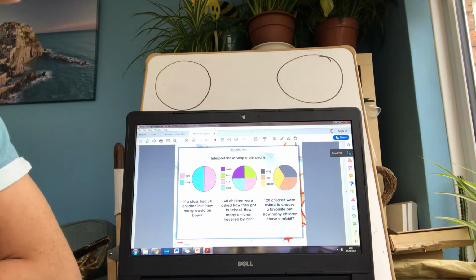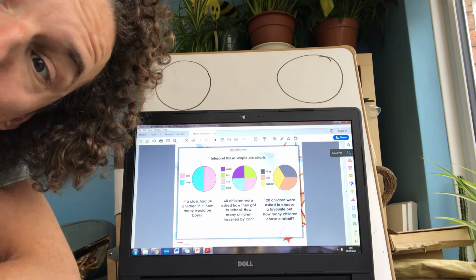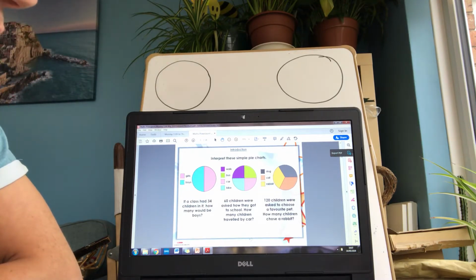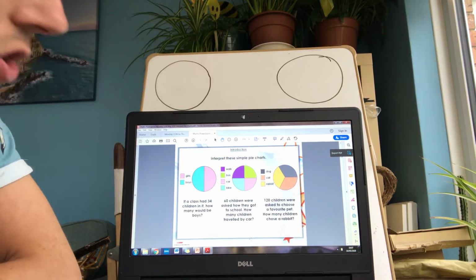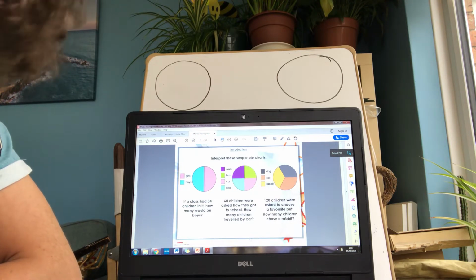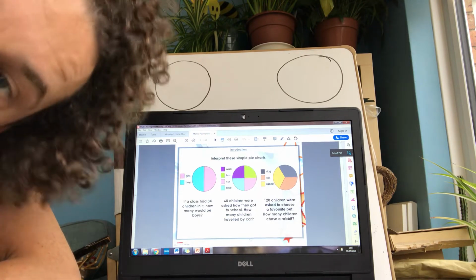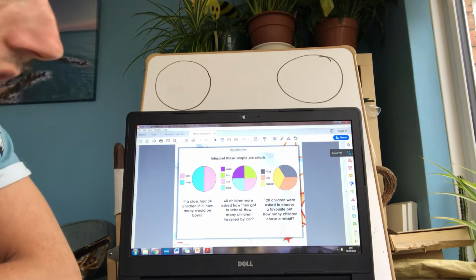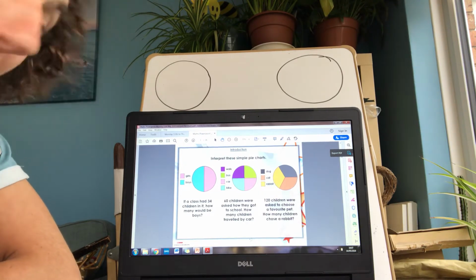Okay. Next one, 60 children were asked how they got to school. How many children travel by car? Again, we've got 60, we've got a chart split into quarters, 4 parts. We simply do 60 divided by 4, which would be what? Yes, indeed, it would be 15. Good knowledge there. 120 children were asked to choose a favourite pet. How many children chose a rabbit? So we've got 3 sections, 120. 120 divided by 3, yes. So that would be 40 children who chose the rabbit.